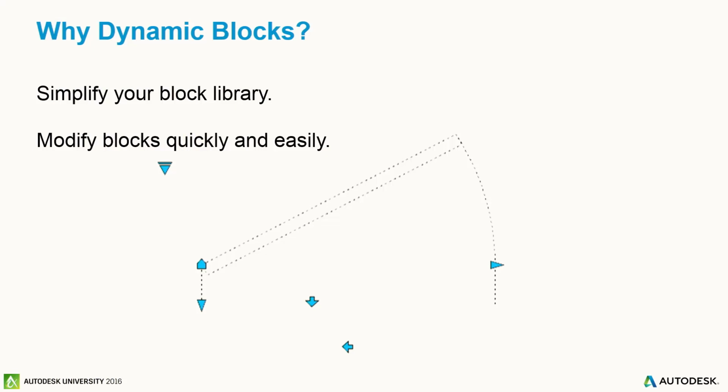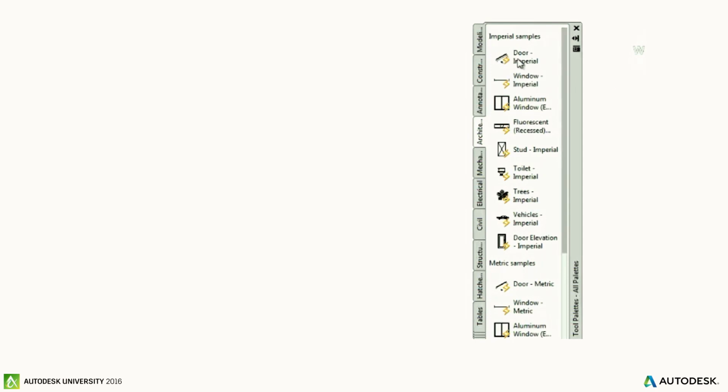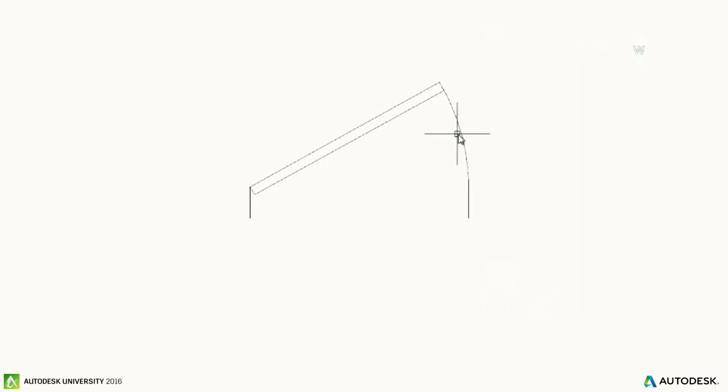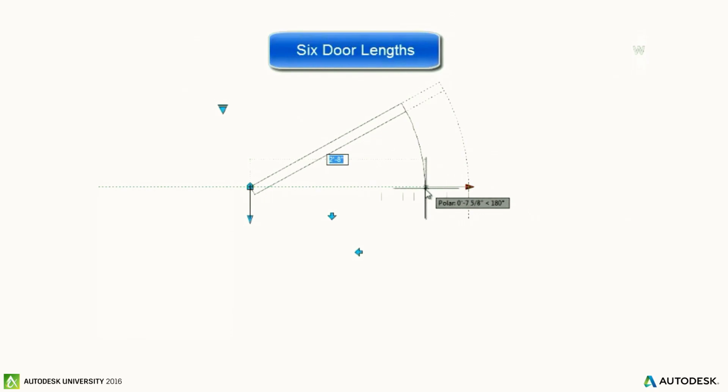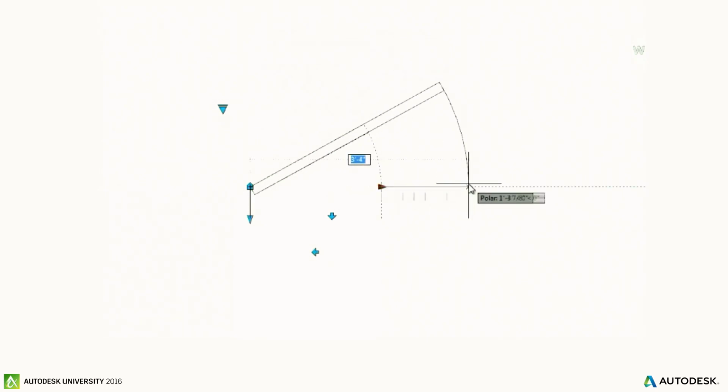So again, if I give you a quick example here, this is the one that's straight out of the architectural tab. But I always love the door example because it really drives home how many variations we can have of blocks. So this is the door that comes from, again, the palette that comes with AutoCAD. And it's a pretty simple door, but you're able to do 6 different door lengths, as you can see there, using the stretch grip that we have there. So already I've got 6 blocks in one, already saving time.